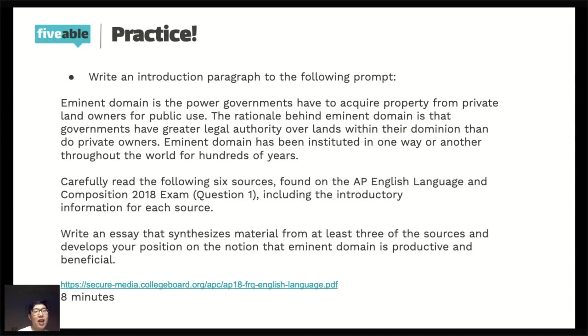So let's read this prompt together. Eminent domain is the power governments have to acquire property from private landowners for public use. The rationale behind eminent domain is that governments have greater legal authority over lands within their dominion than do private owners. Eminent domain has been instituted in one way or another throughout the world for hundreds of years. Carefully read the 6 sources found on the AP English Language and Composition 2018 exam, question 1, including the introductory information for every source. Notice that this part is the prompt. Write an essay that synthesizes material from at least 3 of the sources and develops your position on the notion that eminent domain is productive and beneficial.